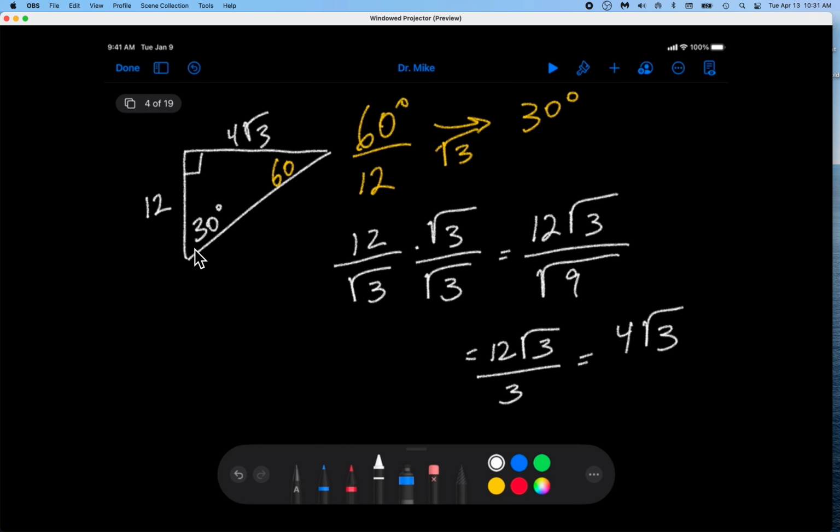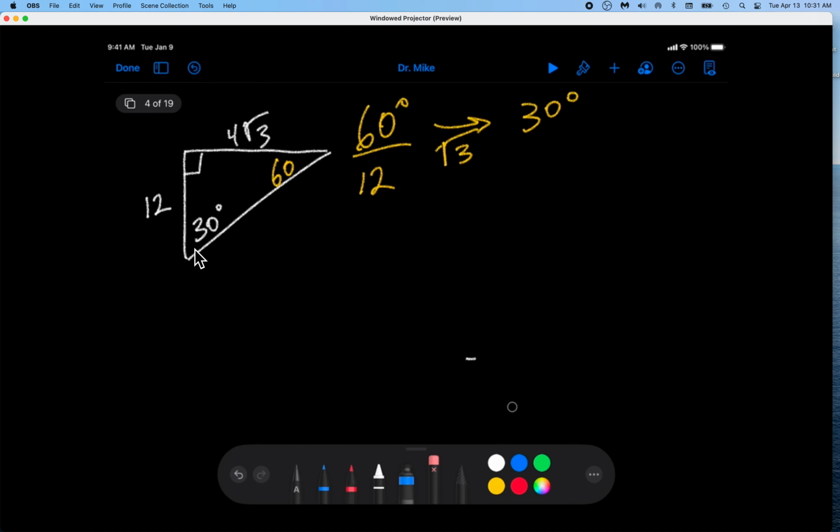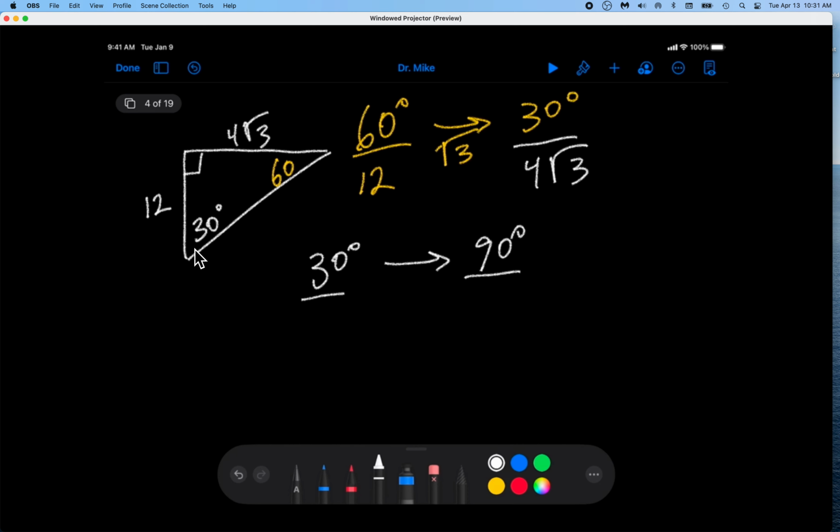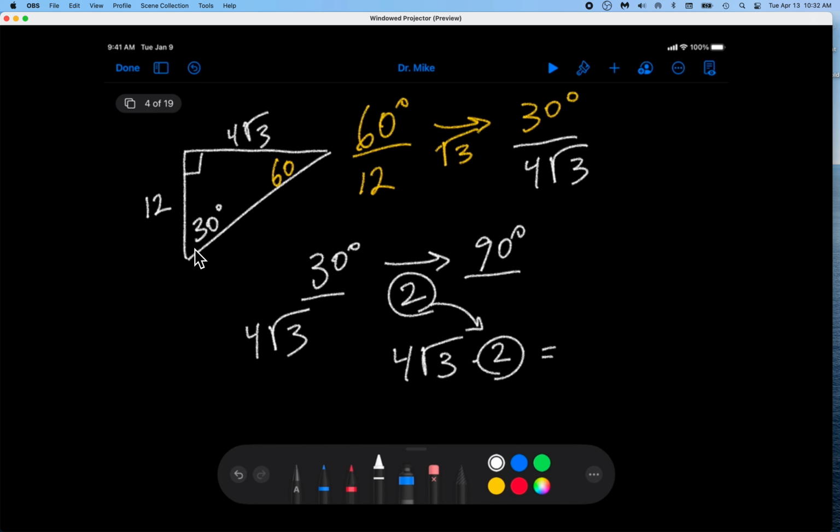Okay, we now have the side opposite the 30 degree. Now that we have that, okay, now we can go 30 degrees to 90 degrees. What is the conversion factor? 2. Are we getting bigger or smaller? We're getting bigger. Therefore, we're going to multiply by this conversion factor and get 8 square root of 3.